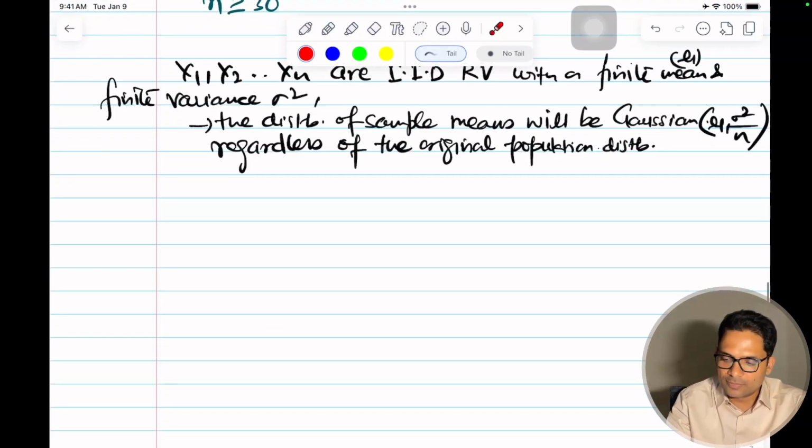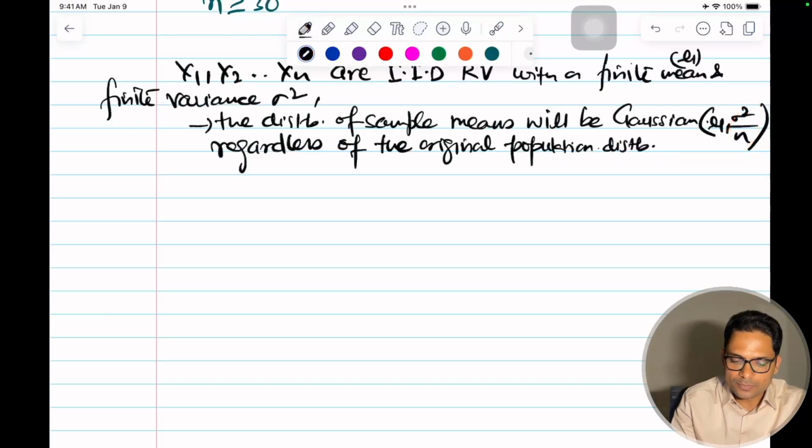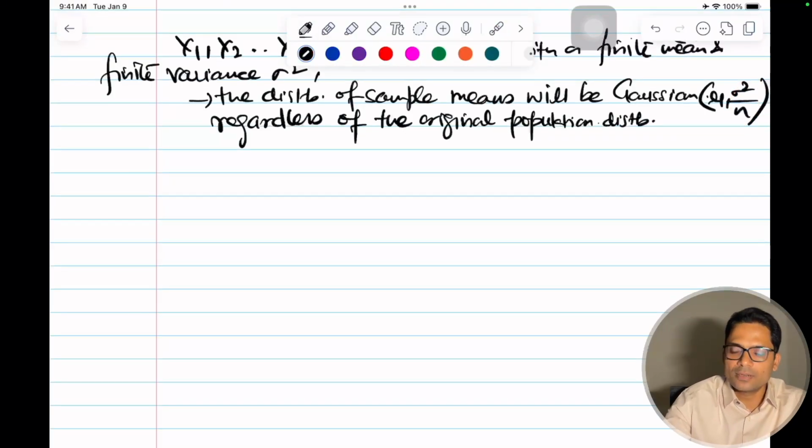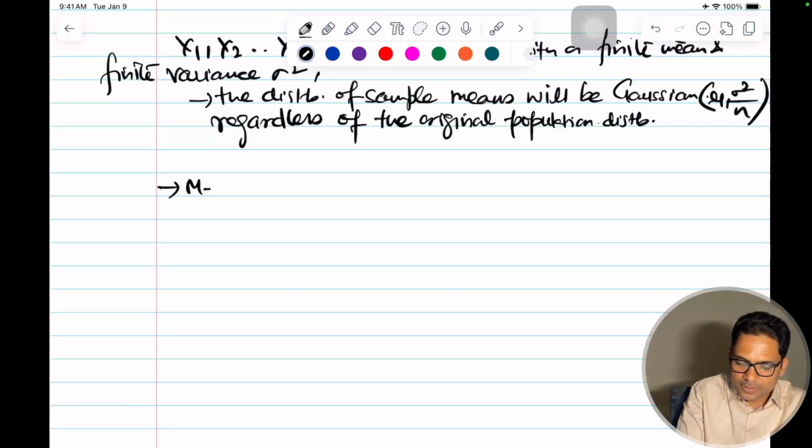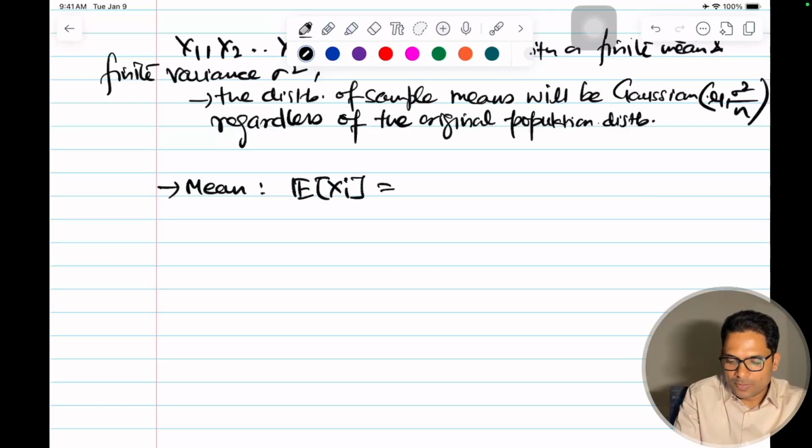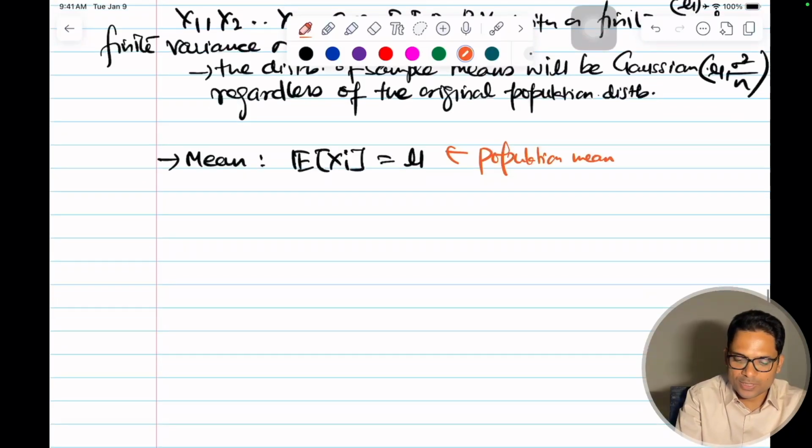And now let's derive this. How is this variance sigma square by n? So again, as mentioned here, x1, x2 are IID. So what will be the mean of this? The mean will be the expected value of xi, which is equal to mu, the population mean, for a very large number, that's what the law of large numbers says. And then what will be my variance?